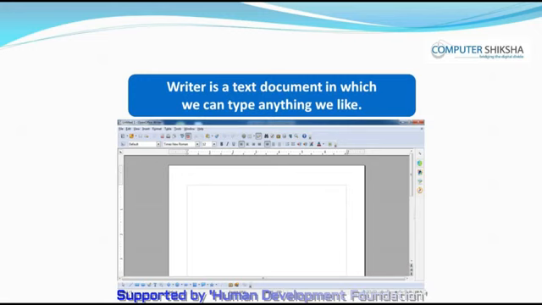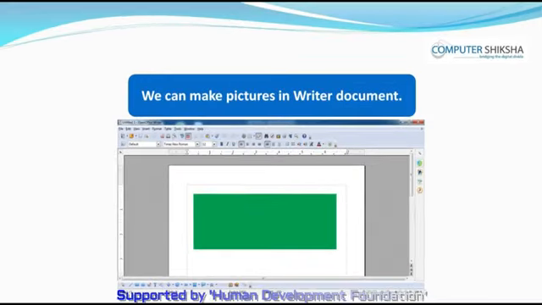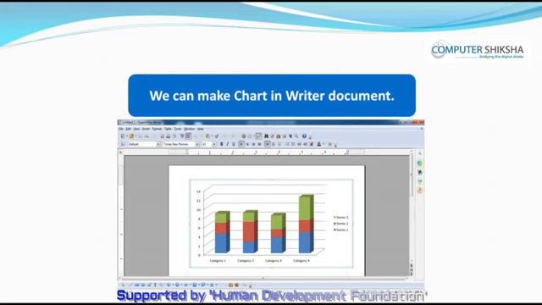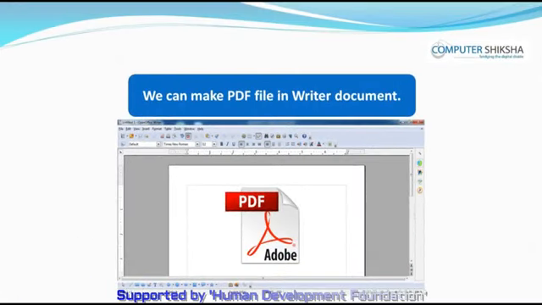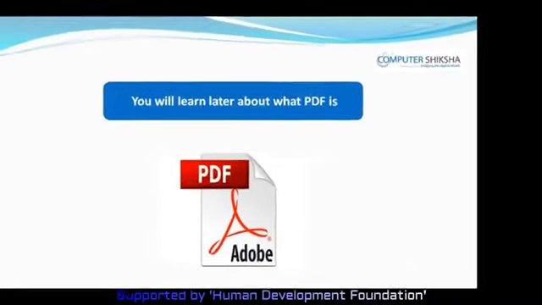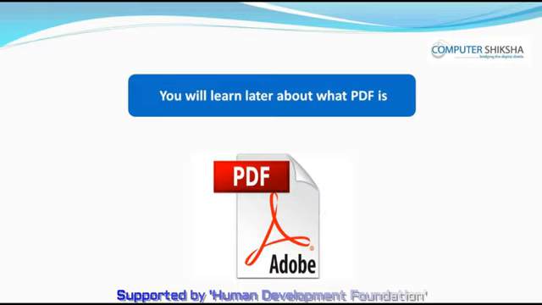we like. Using Writer, besides typing, we can also make pictures, tables, and charts. We can convert our document into PDF files directly. You will learn later about what PDF is.